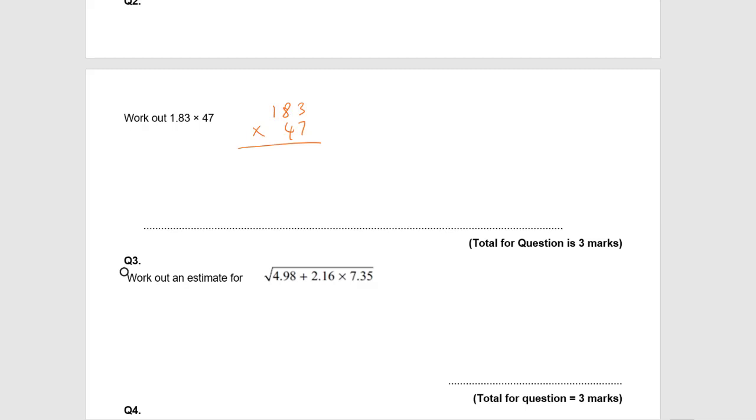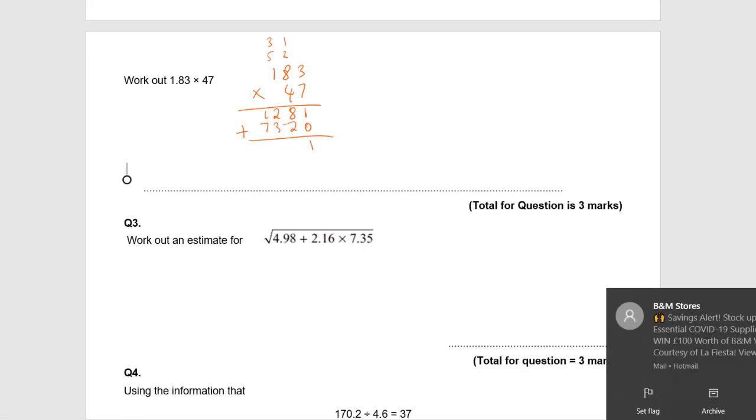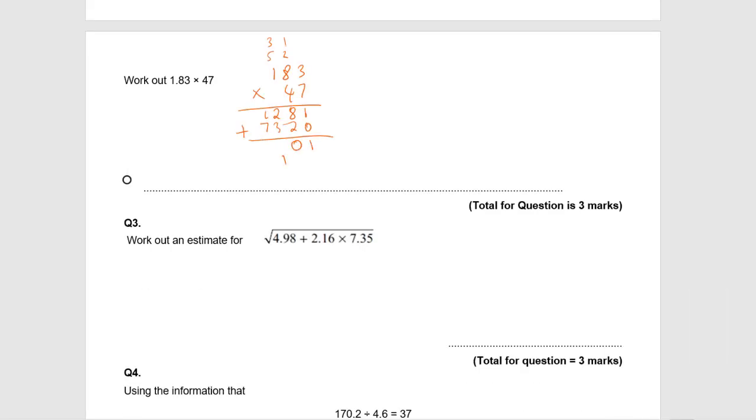So 7 times 3 is 21. Carry the 2. 7 times 8 is 56. Add the 2 is 58. Carry the 5. 7 times 1 is 7. Add the 5 is 12. Go to the tens, put the 0 down. 4 times 3 is 12. Carry the 1. 4 times 8 is 32. Add the 1 is 33. Carry the 3. 4 times 1 is 4. Add the 3 is 7. 1 add 0 is 1. 8 add 2 is 10. Put the 0 down. Carry the 1. 3 add 2 is 5. Add the 1 is 6. 7 add 1 is 8.